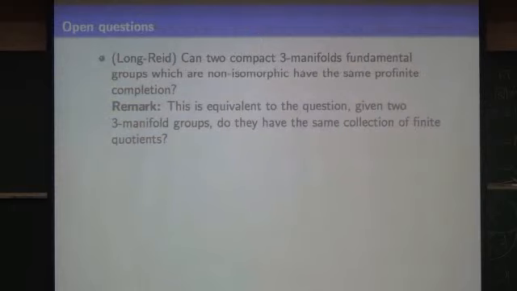Okay, so I wanted to mention in the last few minutes a few open questions. There's an interesting question of Long and Reid. Can two compact 3-manifolds have fundamental groups which are not isomorphic but have the same profinite completion? This question is equivalent to saying, given two 3-manifold groups, if they have the same collection of finite quotients, are they isomorphic? So the conjecture here is that they are isomorphic if their profinite completions are the same.